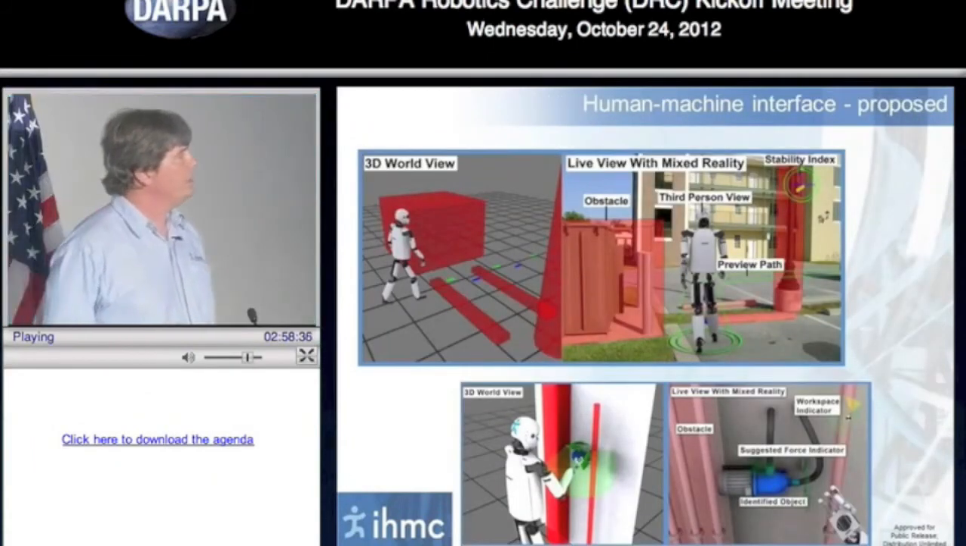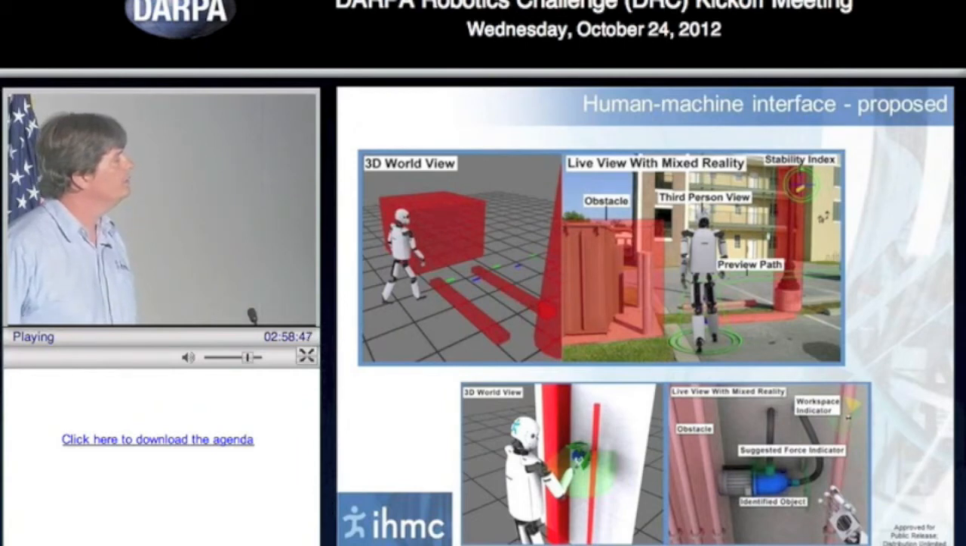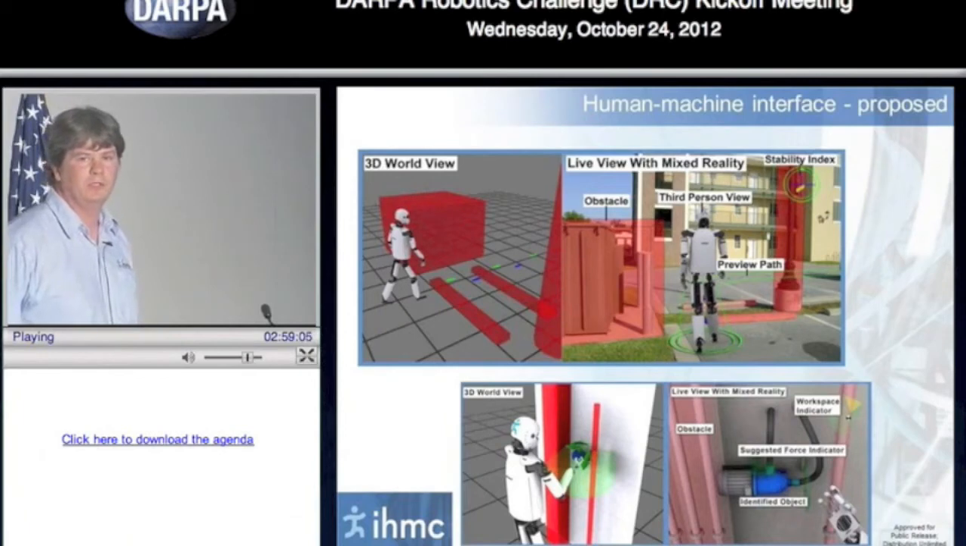So this is what we're thinking for our interface. You have some sort of third-person view in mixed reality, so that you have real data mixed with the 3D world model. In the upper left, you can see a 3D world model, and in the upper right, you can see the model mixed with a real camera image. And the key challenge is figuring out how you can answer the questions: What is the robot doing? What's it going to do next? Why is it doing that? And how can you make it do something different, by doing a good user interface?